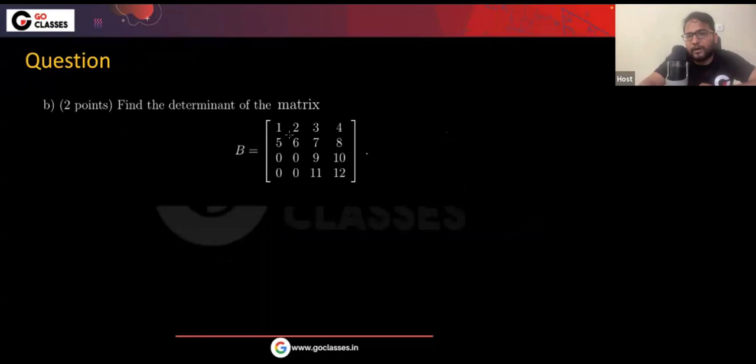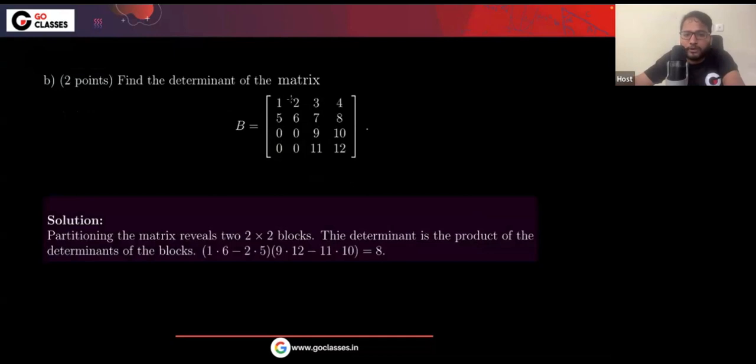Now suppose we want to find the determinant of this. If it is upper triangular or lower triangular, it doesn't matter, right? In this case, it is upper triangular. So the determinant of this into the determinant of this is the answer. This is the answer.